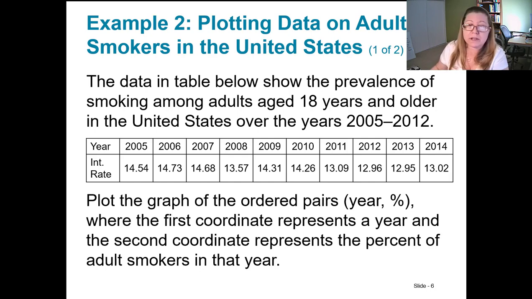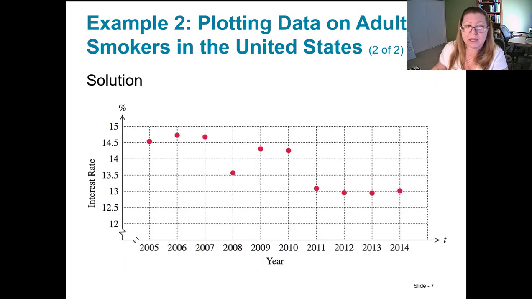So the first thing I want to show you is just plotting the points itself. On the x-axis, this would be 2005, and up on our y would be 14.54. And we're going to plot these coordinates, ordered pairs, on our graph. So here's what it would look like. Year is on the x-axis. We're calling it t for time. On the y-axis, the vertical axis, we have our percent of population.